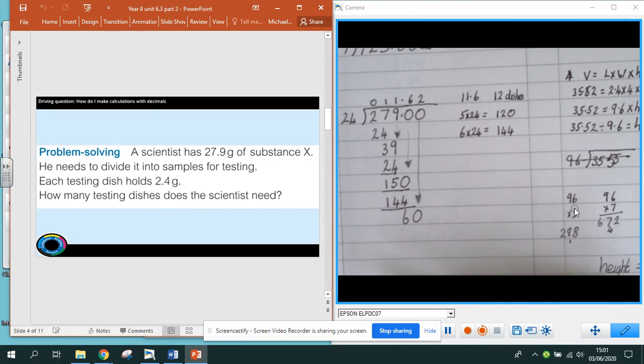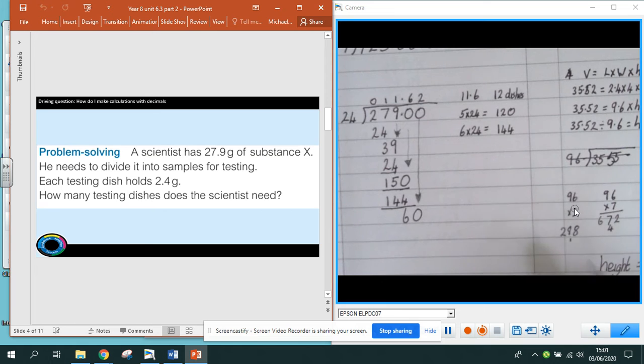This question, each testing dish holds 2.4 grams, isn't particularly clear. I opted in this instance for 12, but if someone decided that it wasn't 12, it was 11, I wouldn't make you lose marks because the question isn't quite clear enough. But it must be a whole number. 11.6 or any other decimal number is not acceptable because you can't have 0.6 of a dish. It's got to be a whole number. I hope that makes sense.